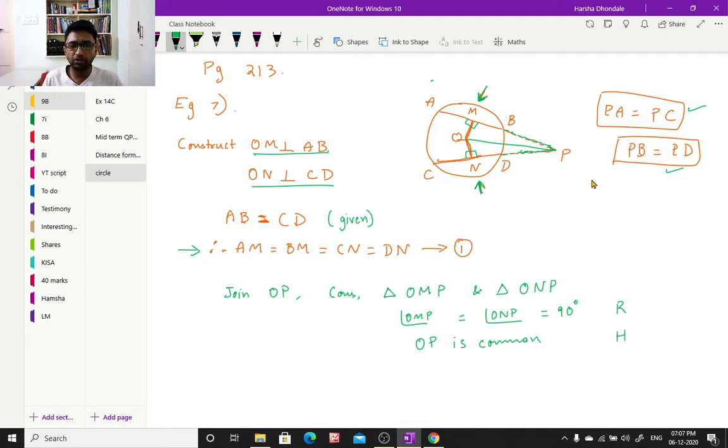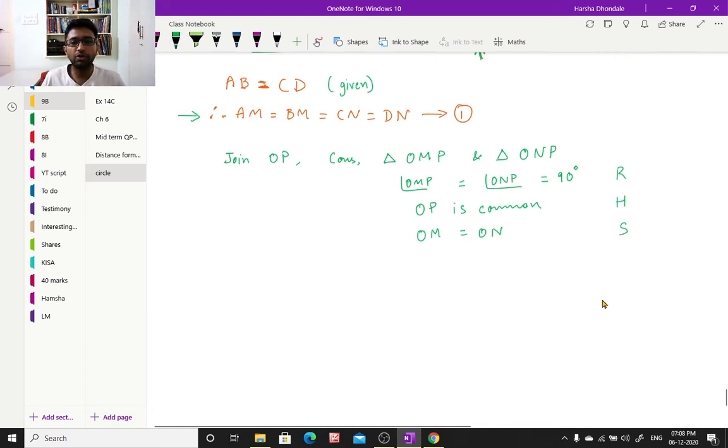Next, OM is equal to ON, because equal chords are equidistant. So one side, OM is equal to ON, is shown. Now I will use RHS congruency. By RHS congruency, I have triangle OMP is congruent to triangle ONP. Okay, this is done.